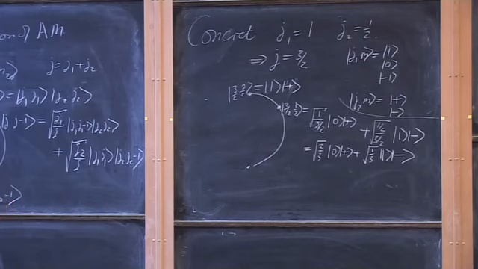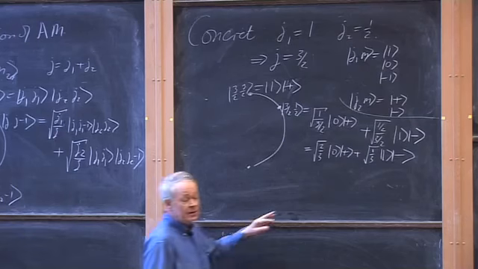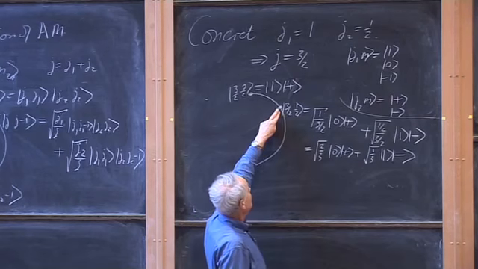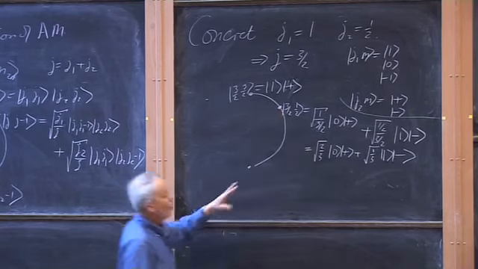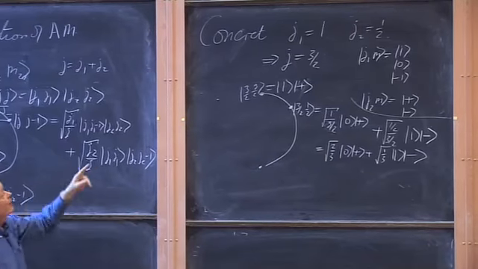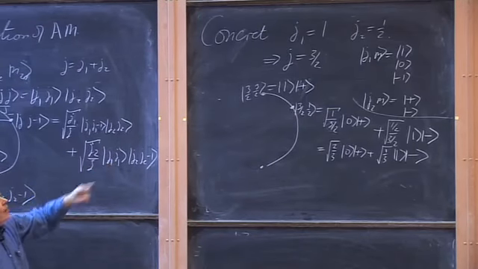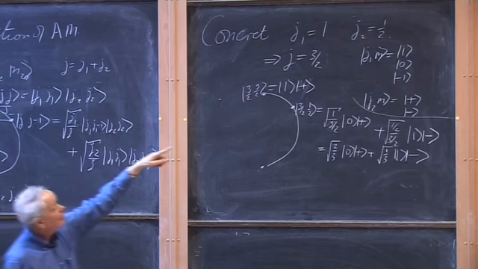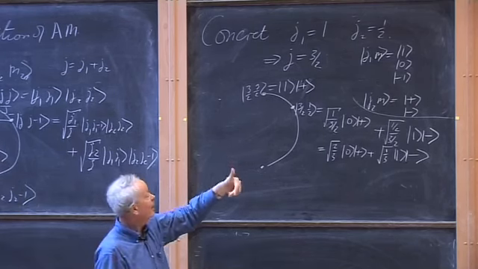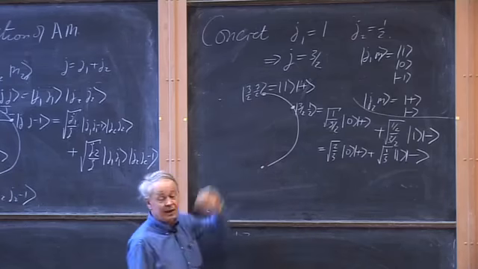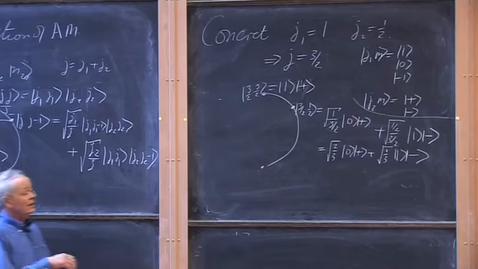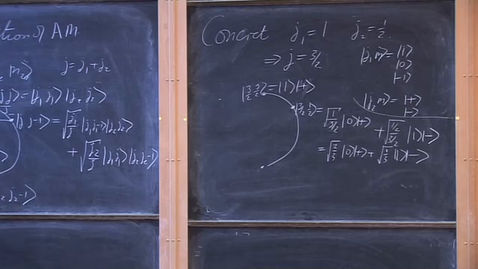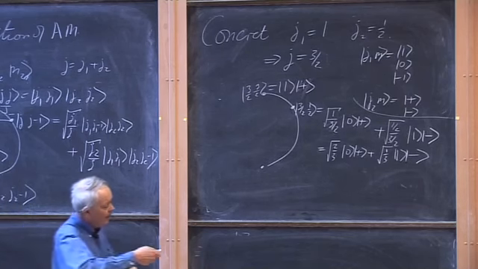We now have a physical prediction. If you look at this state here, that j1 equals 1 might be the orbital angular momentum of an electron, and that j2 equals 1/2 might be the spin angular momentum of the electron. So we might be talking about the total angular momentum of the electron due to both its spin and its orbital motion.